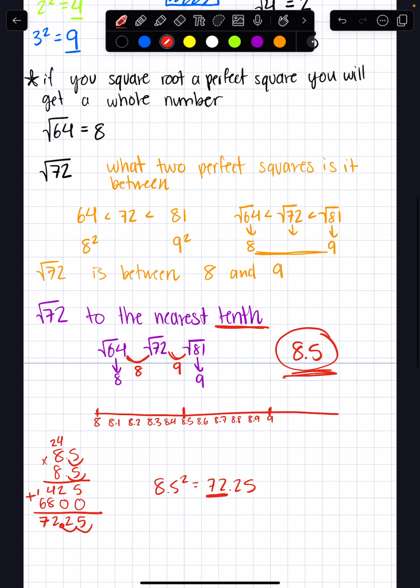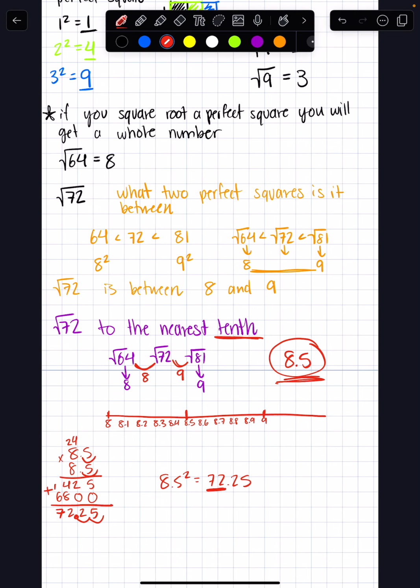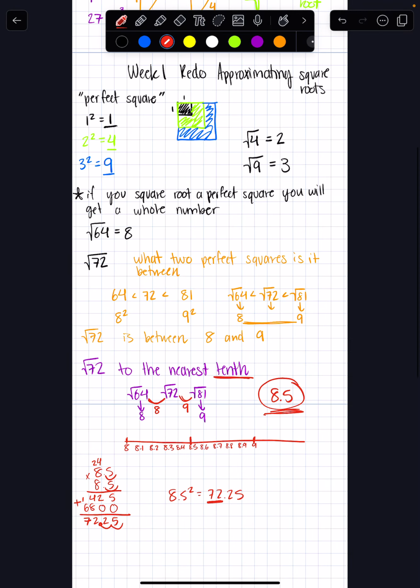Hopefully this helps you understand what your process for approximating a square root should be. If you don't have any of this written down right now, go ahead and pause the video and write it right now. If you ran out of room right here in your notebook, kind of how I ran out of space on my pages, go ahead and put the rest of the next example on the next page.